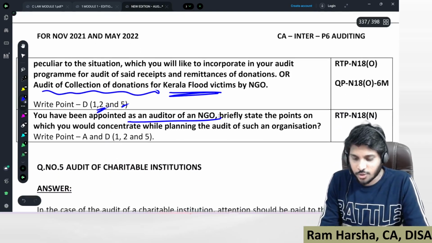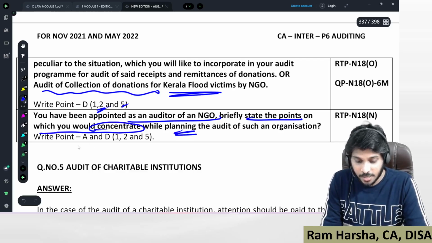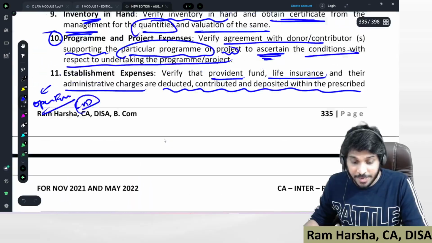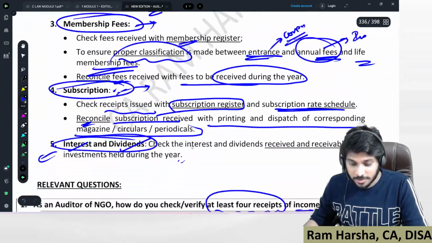Then: you have been appointed as auditor of an NGO. Briefly state points on which you concentrate while planning. So they are asking especially point B, I think, not A and D. It's actually point B, points of concentration by the auditor. Here the reference is wrong.